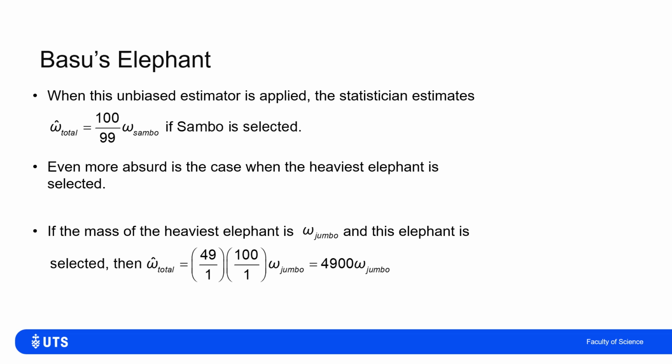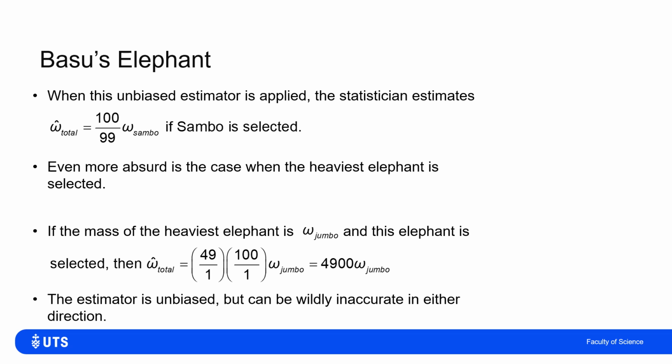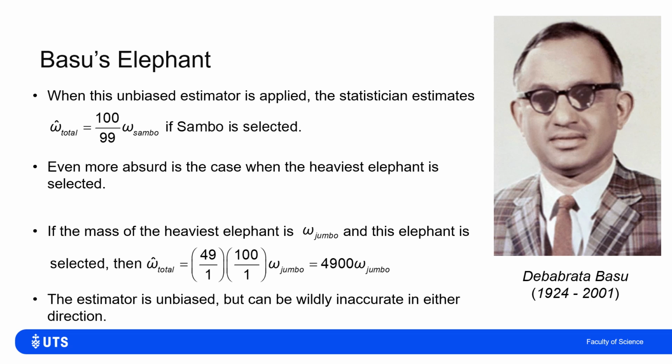But it's unbiased. So how is it unbiased? Well, it's unbiased because if I pick Sambo, I have a ridiculous underestimate of the total. And if I pick another elephant, I get a ridiculous overestimate of the total. But on average, it's right. It's also completely and utterly useless. So it's a good example of the fact that an unbiased estimator is not necessarily a good one if it can be wildly inaccurate in either direction. So this is a bit contrived, but a famous example from Basu, the Bangladeshi Indian survey statistician.